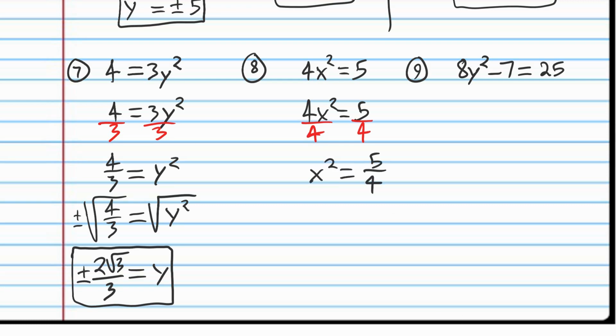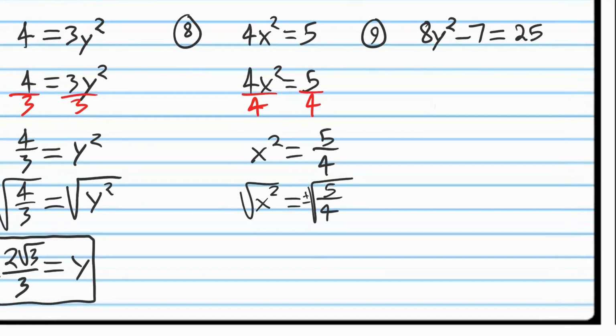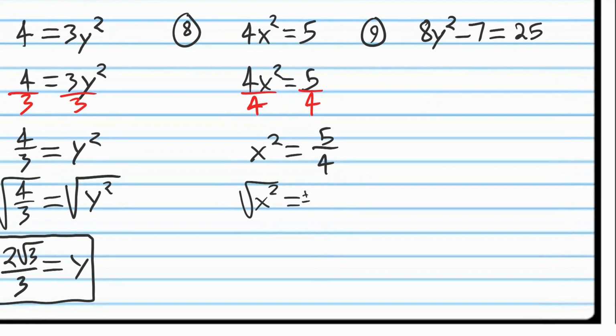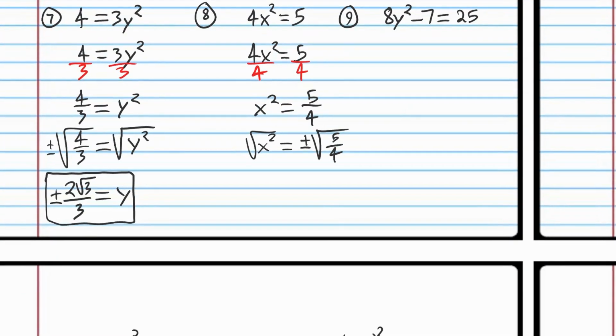And after we isolate the square, the second step is going to be to get rid of the square. So we're going to have to rewrite. And the opposite of squaring is square rooting. So we got rid of the square, and we got plus or minus.